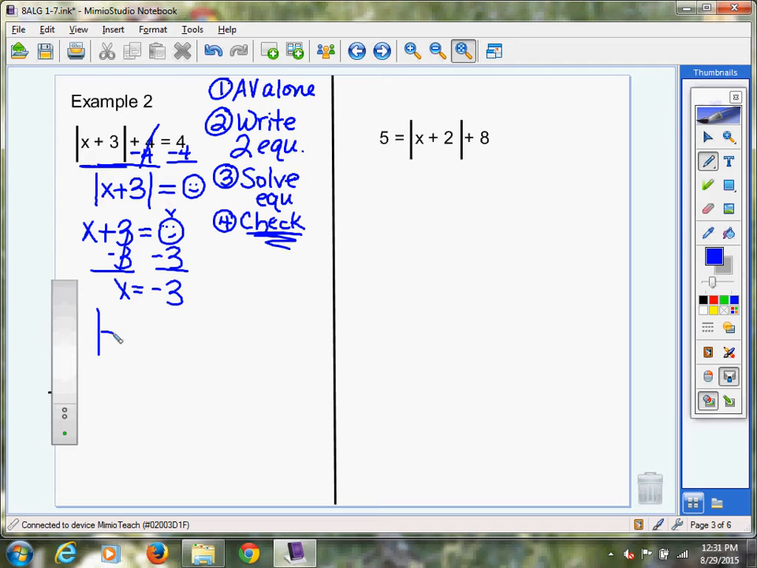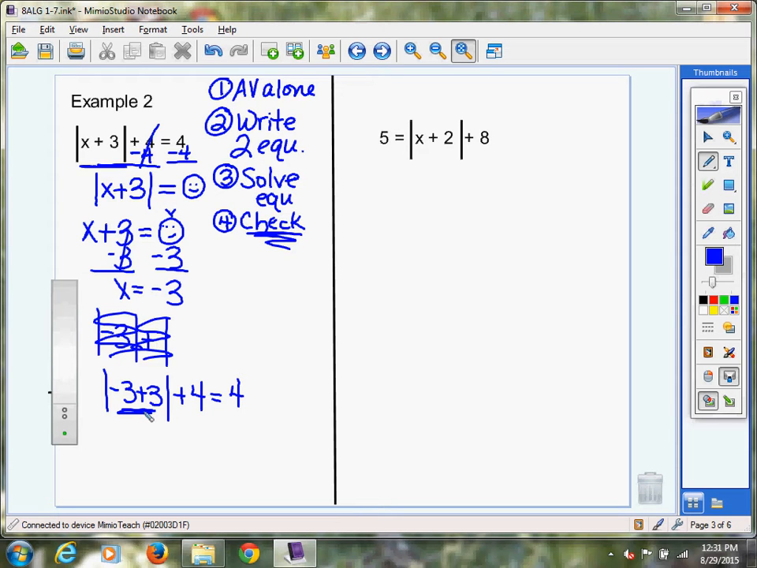So if you plug it back in, whoops, let me rewrite that. Let's do negative 3 plus 3. Put that in absolute value, plus 4 equals 4. Okay, start here inside the absolute value. Absolute value is considered to be a grouping symbol, and you should start there, simplify inside, and then take the absolute value. That's always where you start when you're following order of operations.